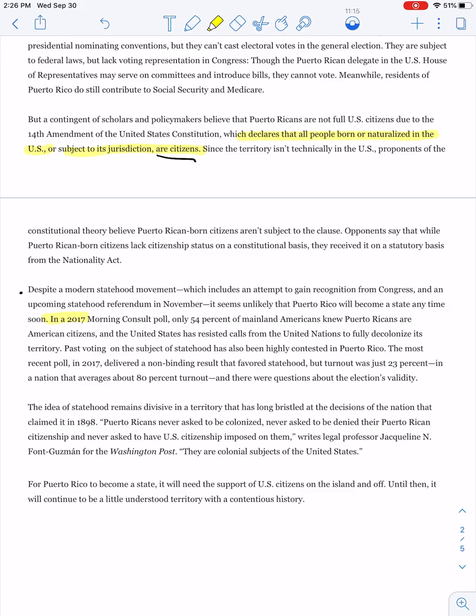The idea of statehood remains divisive in a territory that has long bristled at the decisions of the nation that claimed it in 1898. Puerto Ricans never asked to be colonized, never asked to be denied their Puerto Rican citizenship, and never asked to have U.S. citizenship imposed on them, writes legal professor Jacqueline N. Font Guzman from the Washington Post. They are colonial subjects of the United States. For Puerto Rico to become a state, it will need the support of U.S. citizens on the island and off. Until then, it will continue to be a little understood territory with a contentious history.